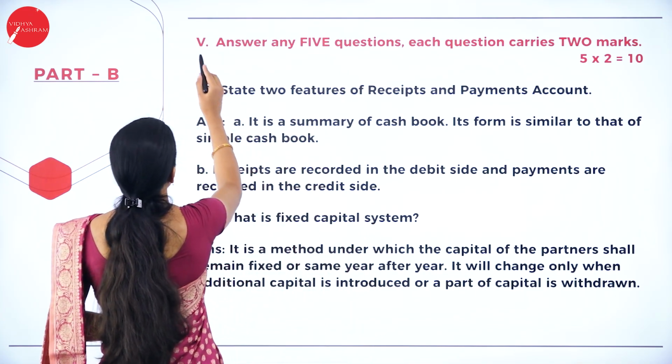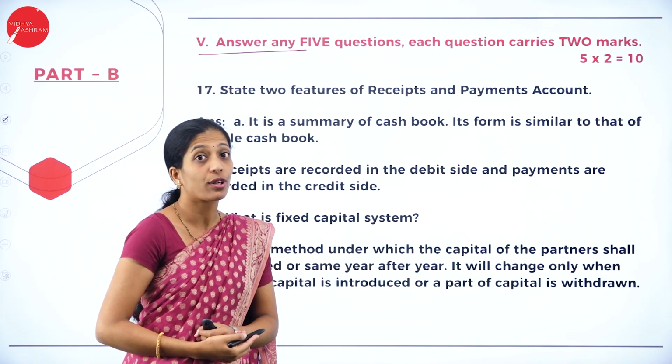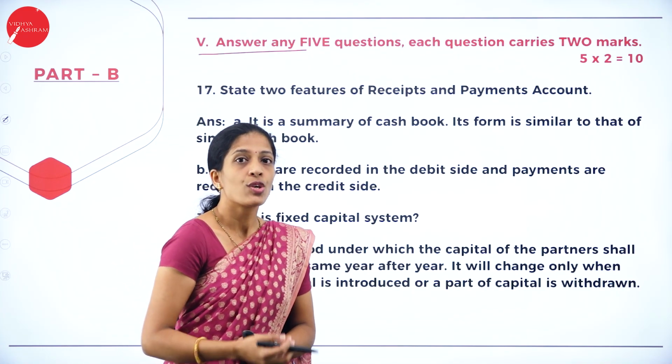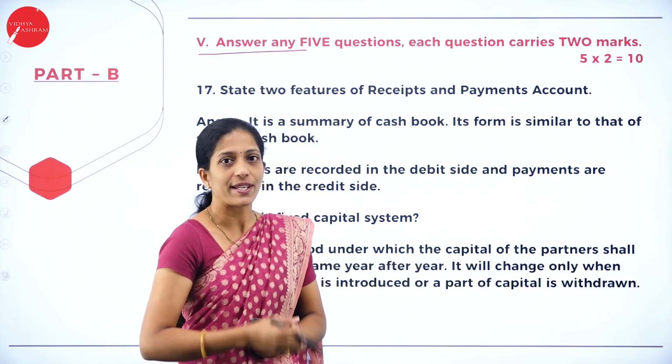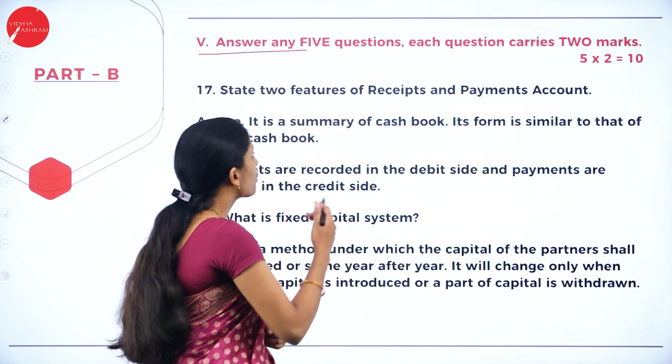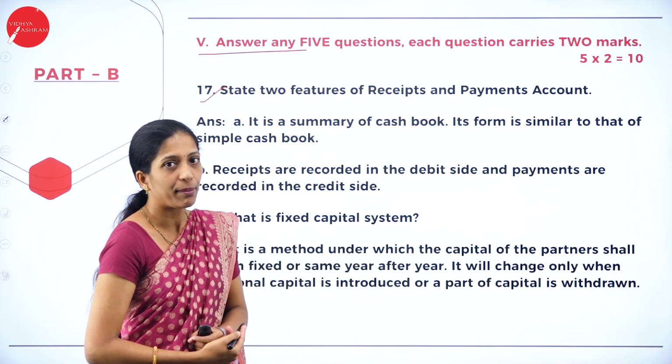And 5th main, answer any 5 questions, each question carries 2 marks. So here you will be having an option. Out of 8 questions, you are going to answer only 5, and each question carries 2 marks. So your first question is, state 2 features of receipt and payment account.